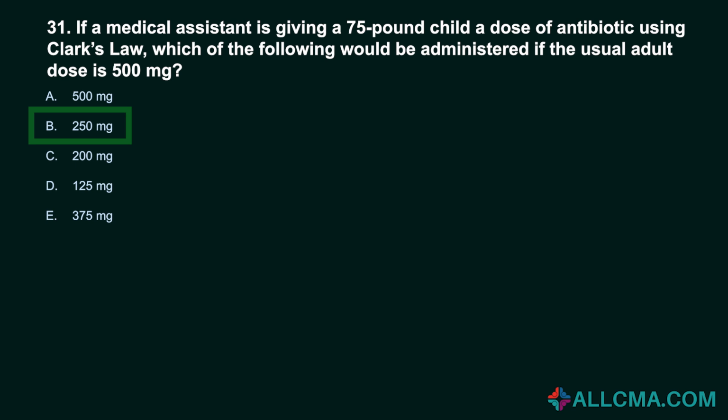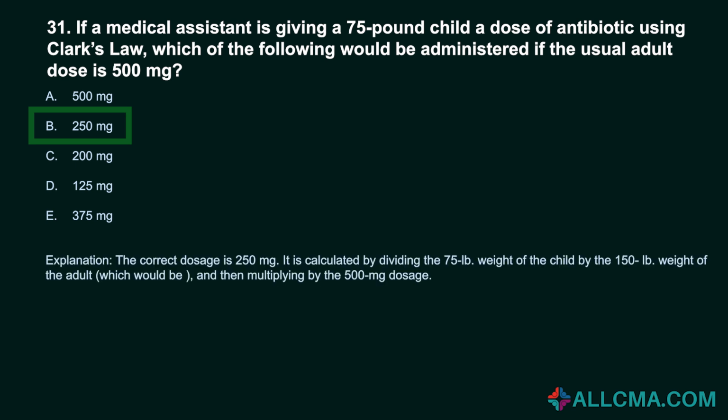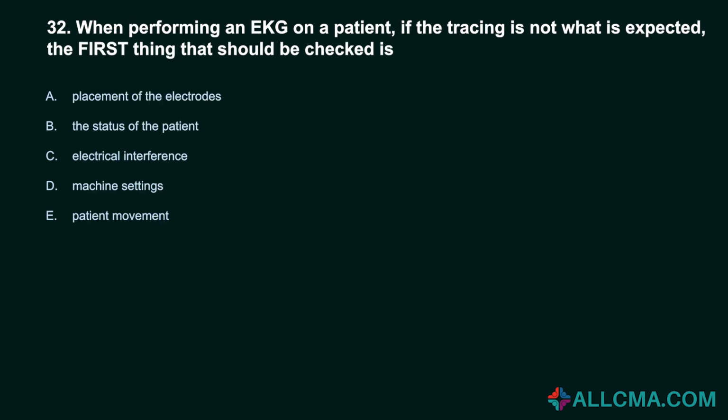250 mg. The correct dosage is 250 mg. It is calculated by dividing the 75-pound weight of the child by the 150-pound weight of the adult, which would be one half, and then multiplying by the 500 mg dosage.